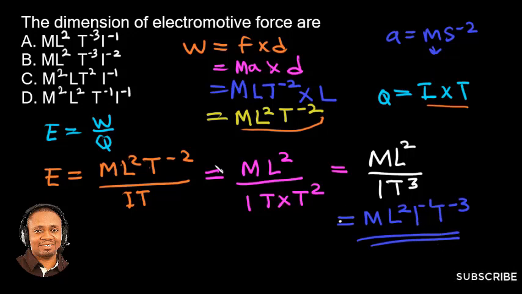So let's go to the answer options. Answer option B. Okay, answer option B is the right answer. It's just that the T is at the end there, while the T is at the middle here. So answer option B is the right answer.